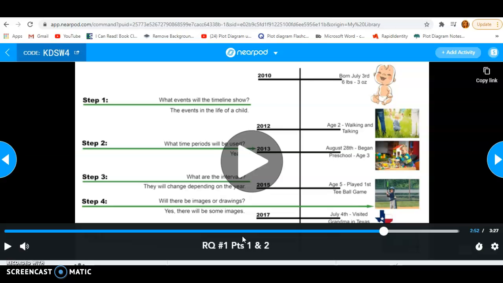Now, the next step is for you to think about 5 important events that have happened in your life, and you're going to do these by years. So go ahead and pause and think of 5 events in your life that you can add to your timeline. You don't have to explain them, just write, like this, 2010, born July 3rd. I don't even need 6 pounds, 3 ounces. I just need you to put what happened.